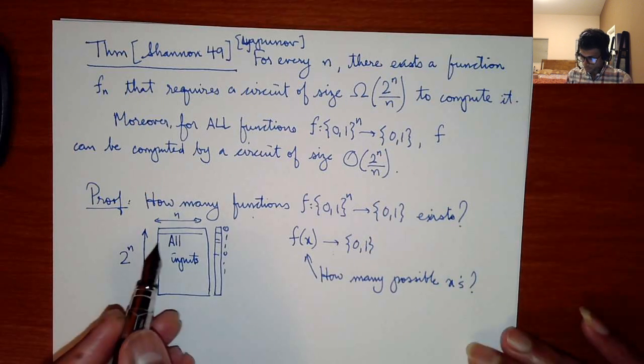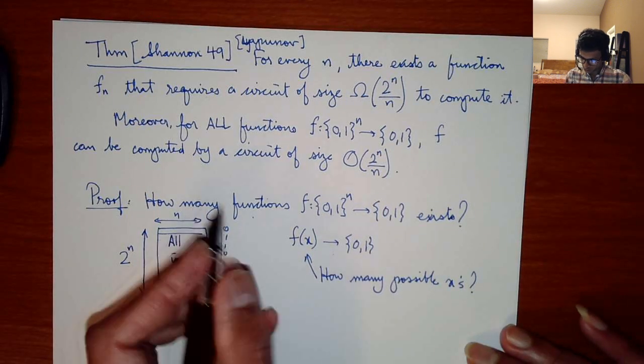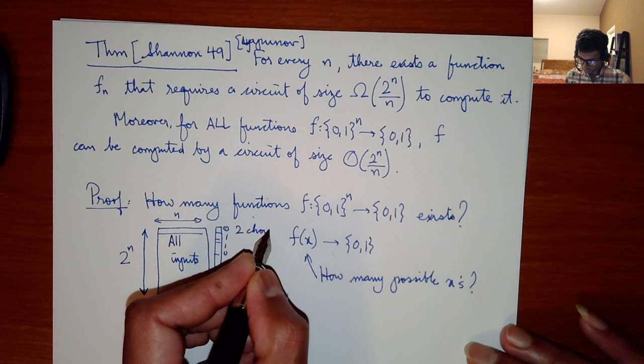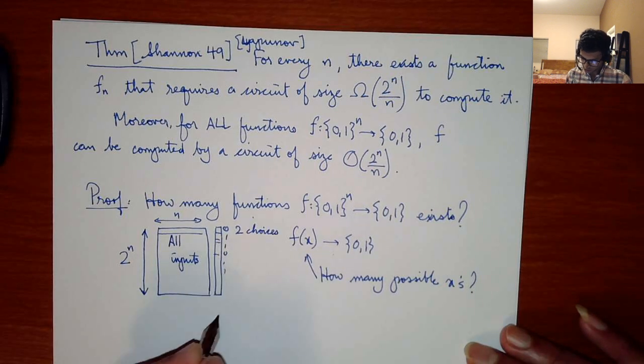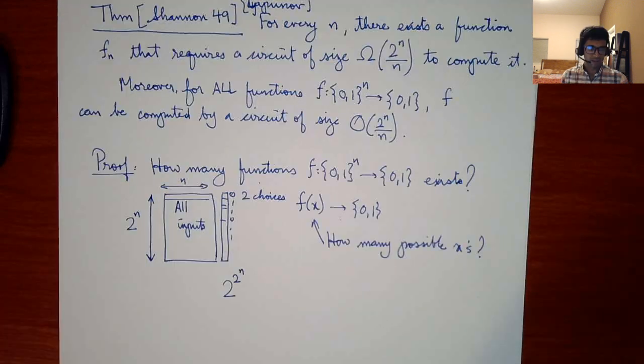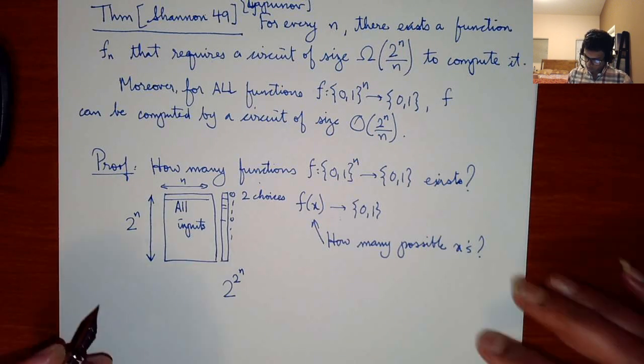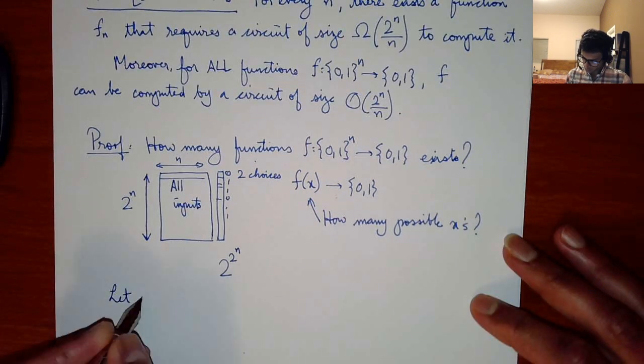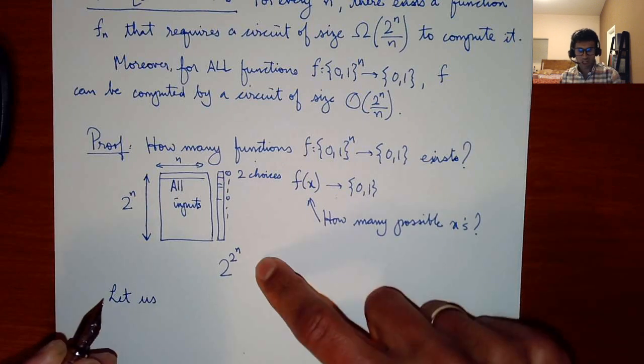For each input, the output has 2 choices. So the number is actually 2 to the 2 to the n. Right? It's 2 to the 2 to the n. So it's doubly exponential in n. Now what we'll do is, that's counting how many functions exist.